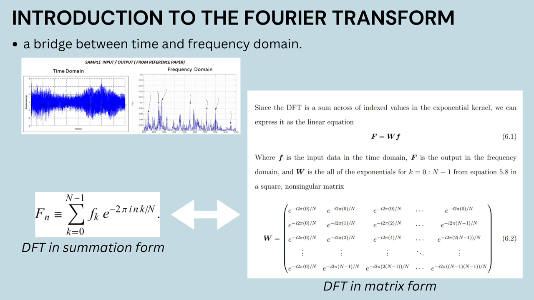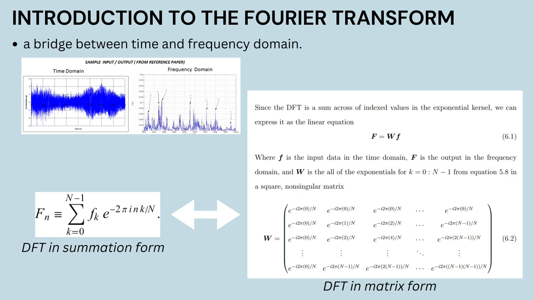In the time domain, the signal is represented as amplitude versus time. This representation is intuitive as it directly corresponds to how we perceive sound, the variation in air pressure over time. In the frequency domain, the signal is represented as amplitude versus frequency. This representation shows the different frequencies present in the signal and their respective magnitudes.